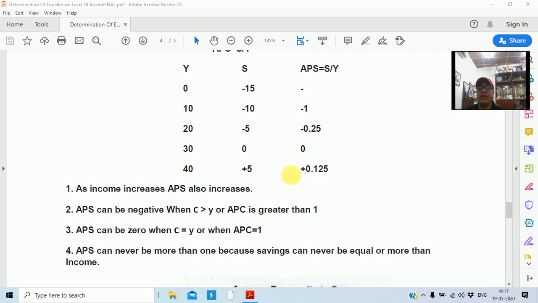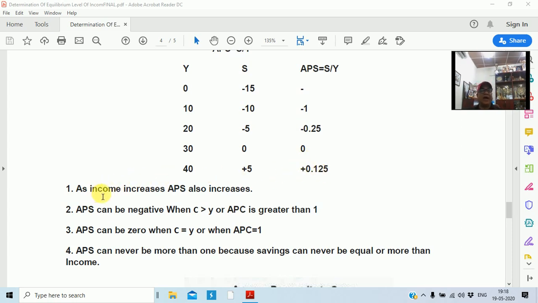Can APS be positive? Yes, APS can be positive when savings are positive, and savings will be positive when income is more than consumption. So because of three relations between income and consumption, APS has three characters. When consumption is more than income, savings are negative, APS is negative. When income is equal to consumption, savings are 0, APS is 0. And when income is more than consumption, savings are positive. That's why APS is positive. So therefore, APS can be negative, APS can be 0, or APS can be positive.